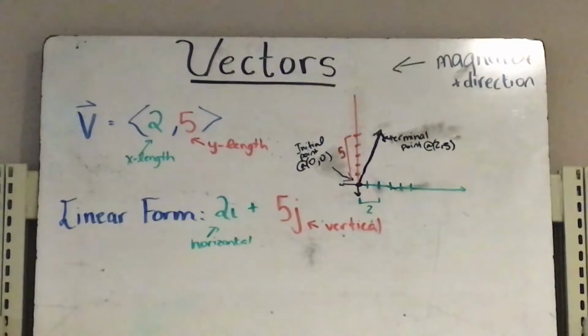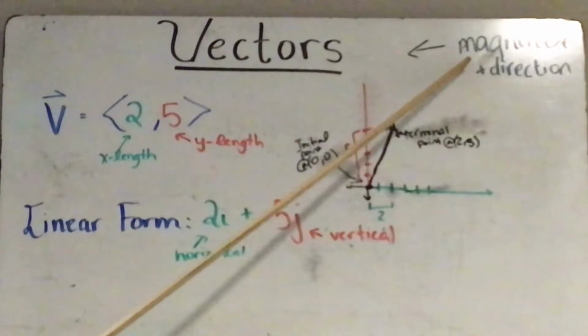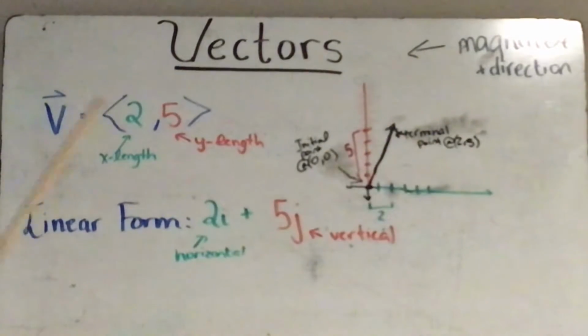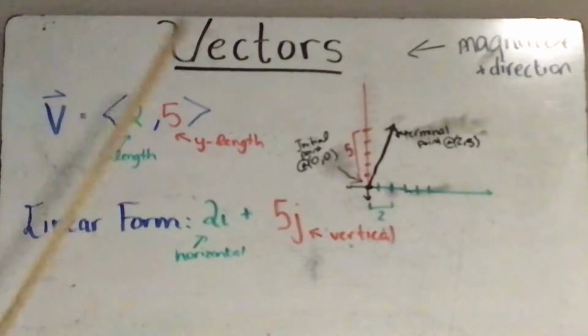Okay, so let's talk about vectors. Vectors are a value with two qualities, magnitude and direction. We'll talk about later on how to find magnitude and direction, but that's what a vector is.